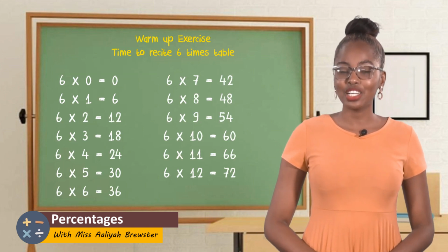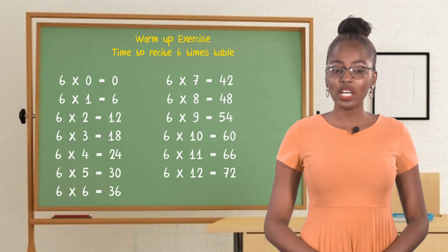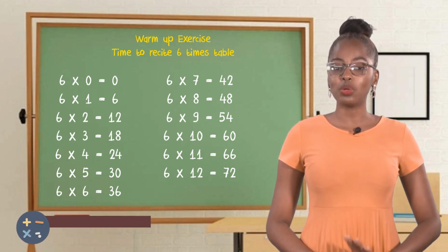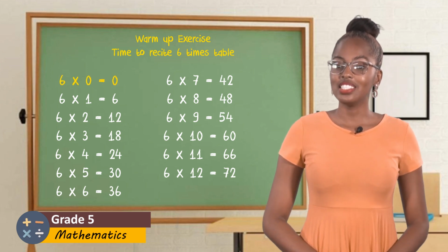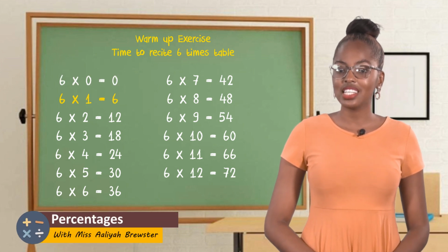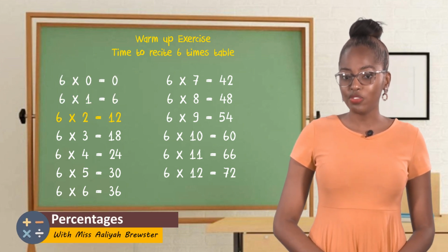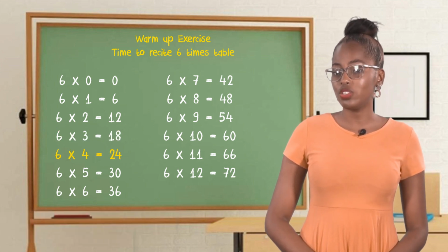I always like to start off my lesson with a warm-up exercise. For today's warm-up exercise, we will recite our 6 times table. Let's go. 6 times 0 is 0. 6 times 1 is 6. 6 times 2 is 12. 6 times 3 is 18. 6 times 4 is 24.